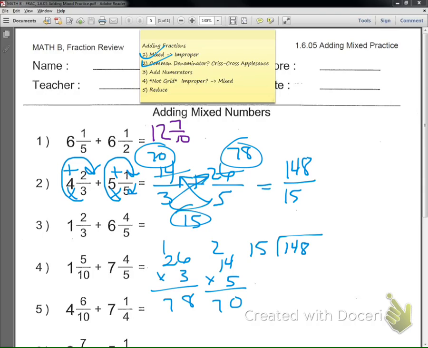15's kind of close to 20. I know that there's 5 20s in 100, so I know it's greater than 5. And there's at least 2 20s in 40, so maybe 6, 7. Let's try 7. Again, I'm just estimating here, so if you're hollering at me like, hey, I think it's 8 or I think it's 9, then it's okay. I'm just taking an estimate.